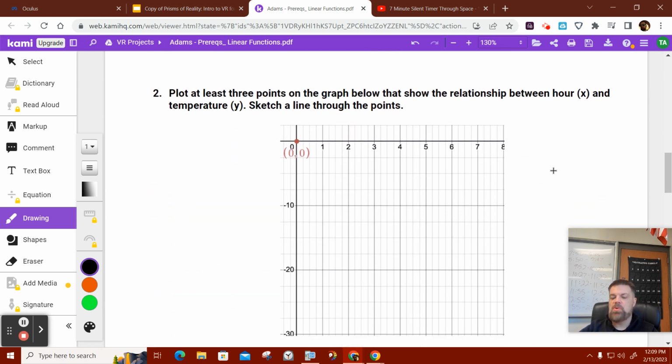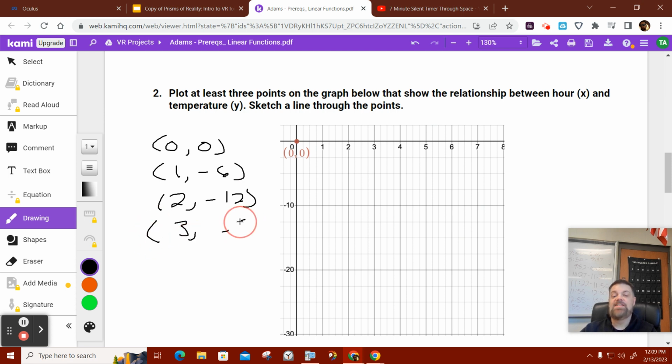Now we need to plot the points. Those points are going to be 0, 0. And then the next one was 1, negative 6, right? And then the next one was 2, negative 12. And what's the next one? 3, negative 18. And then what was the next one? Negative 24. Okay, cool.